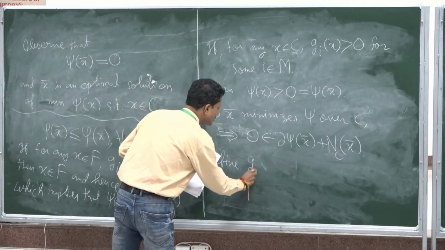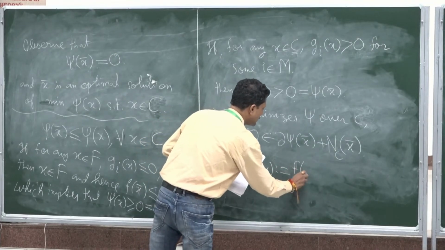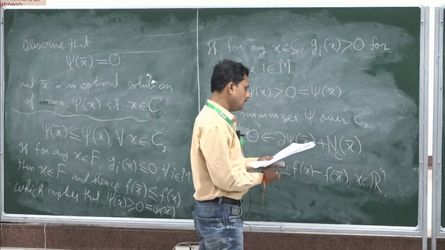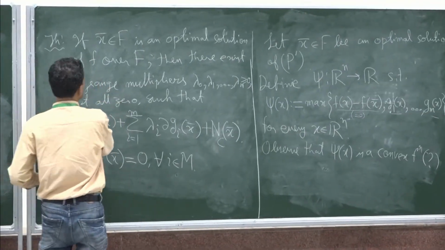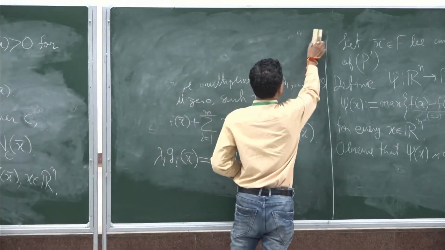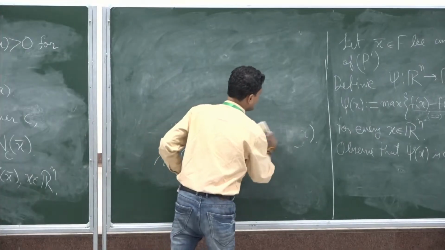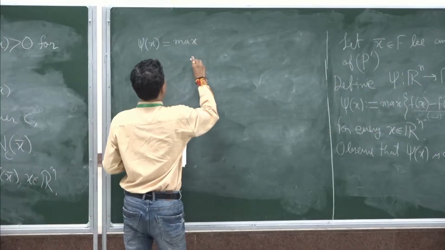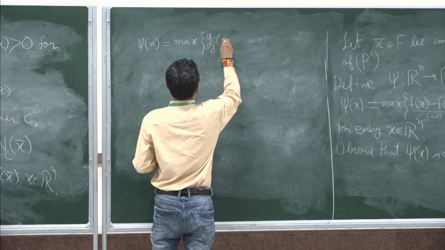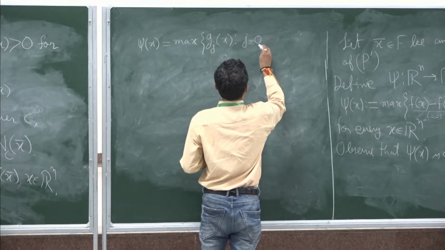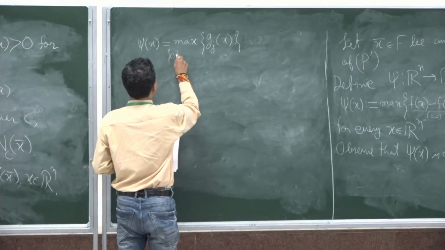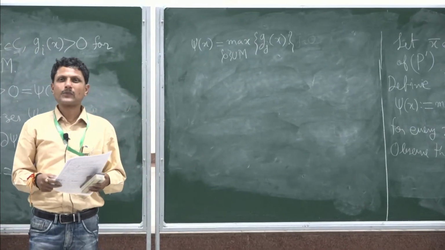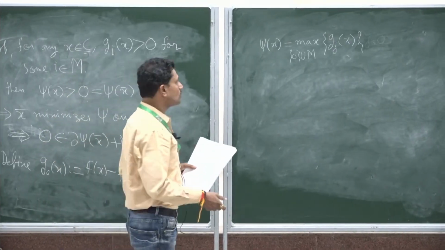And now it remains to define just one function. If we define g naught as f of x minus f of x bar, x in Rn, then actually phi is the max of all these convex functions. So phi of x can be written as max of g_j(x), where j is from 0, or we can write it as 0 union M, right? And one observation is that the max of convex functions is also a convex function. So this phi is a convex function.